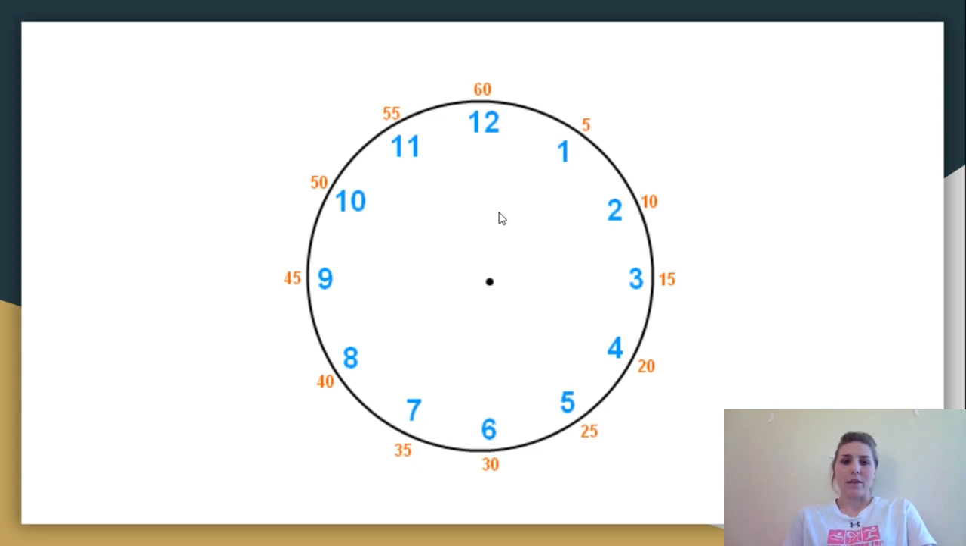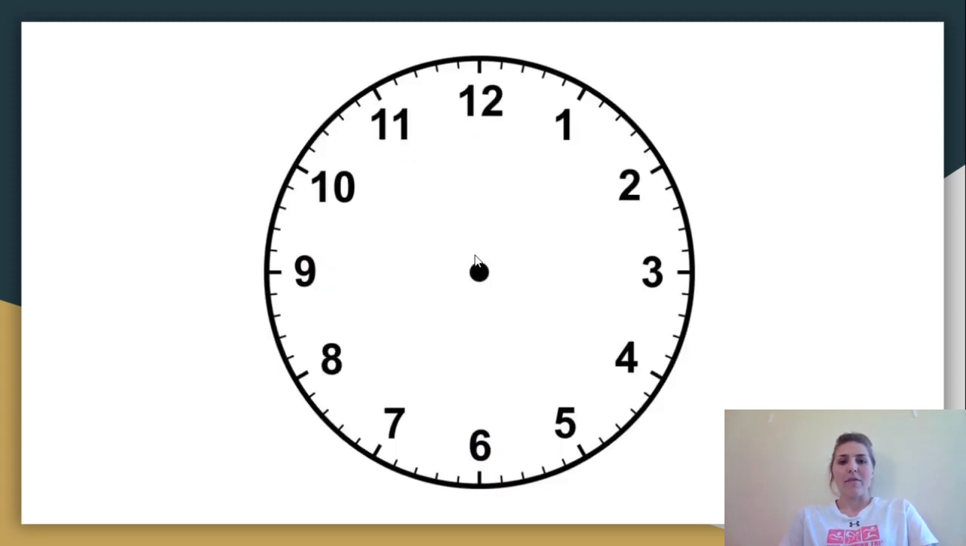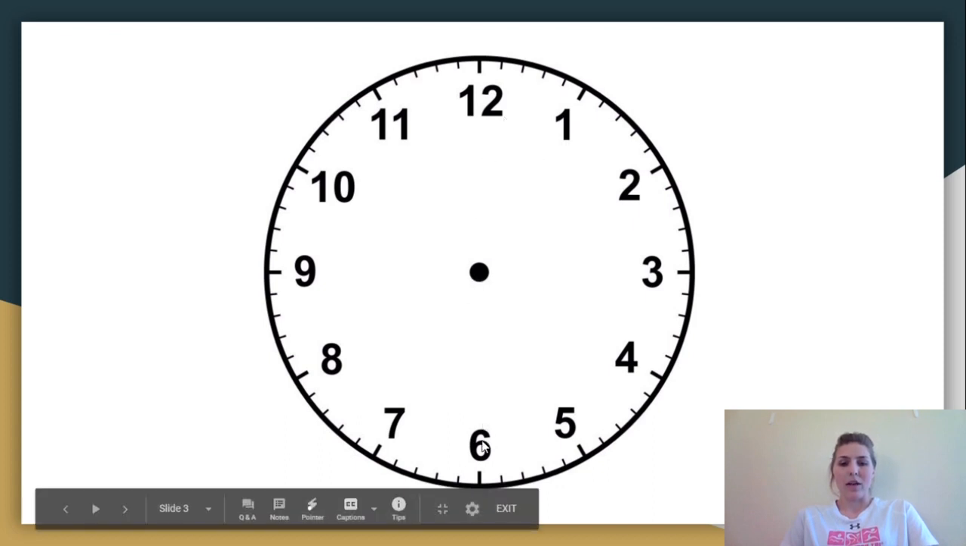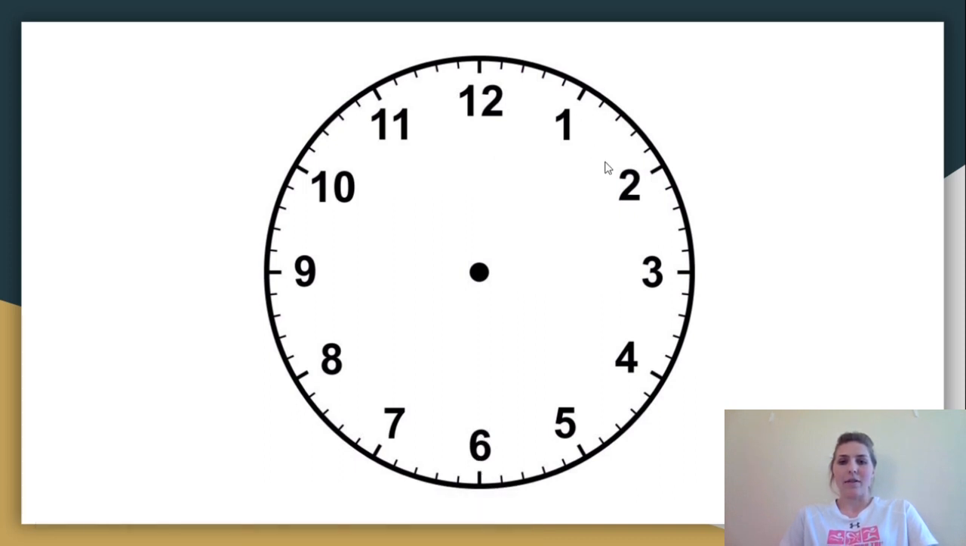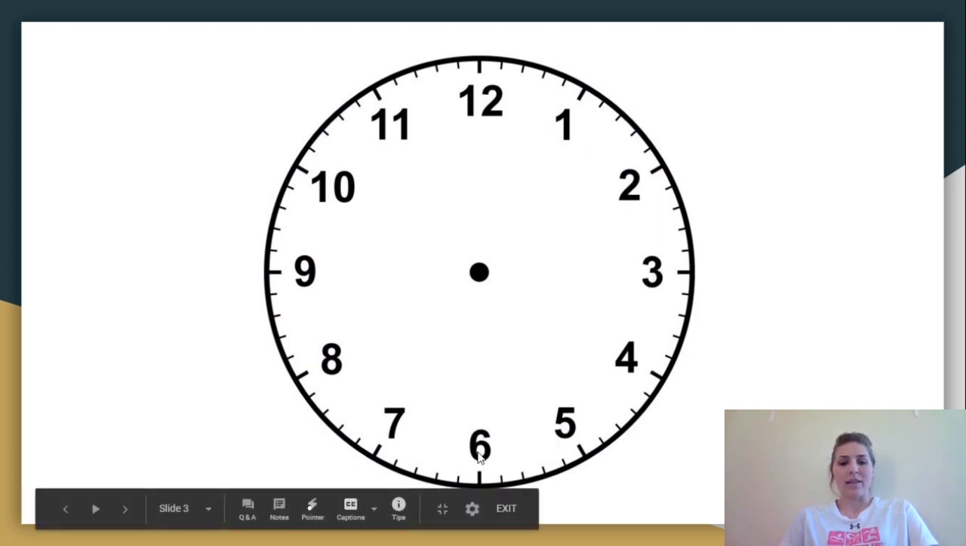So let's go back and look at this one. If my minute hand was pointing at the 1, do you know what time it would be? In minutes, how many minutes would that represent? Right, 5 minutes. Okay, what if my minute hand was pointing down here at the 6? How many minutes would that be? Well, you can count. 5, 10, 15, 20, 25, 30. That would be pointing for 30 minutes.